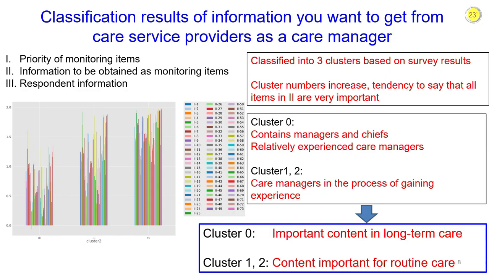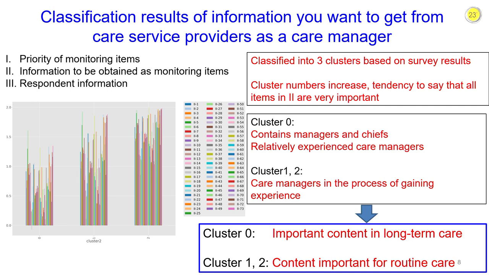The following are the results of machine learning analysis by AI. Look at this slide. The vertical axis was set as the degree of agreement with the question, so that the higher the value shown in the histogram, the more significant the questions were considered. As a result, we were able to classify the respondents into 3 clusters. As we move from cluster 0 to cluster 2, the affirmation becomes stronger throughout the questions.